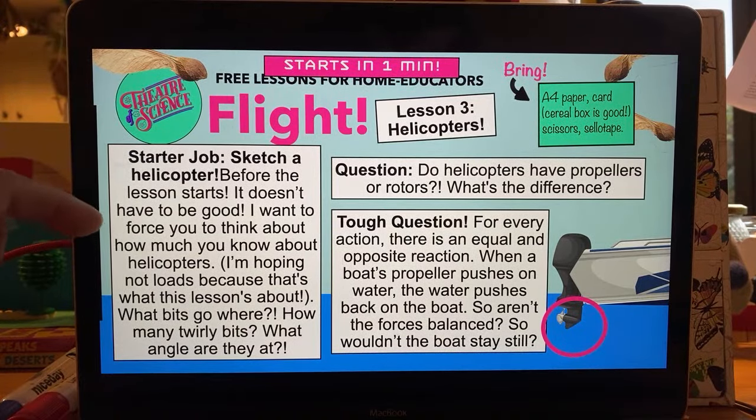The point is really that I want you to have to really think about how much you know about helicopters. Like, what bits go where? Where are the twirly bits? How many twirly bits are there? At what angle are the twirly bits?